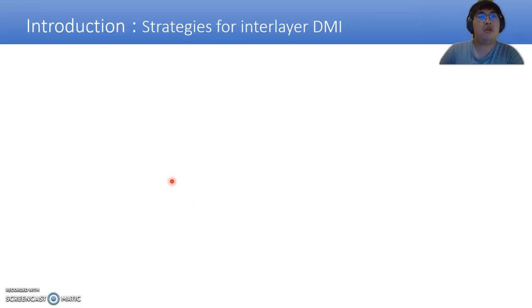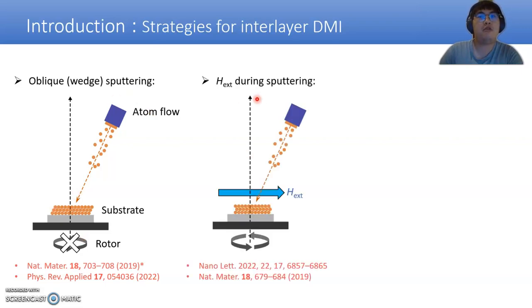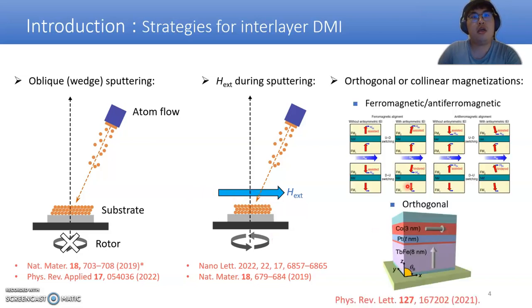So far, there are two strategies to generate the in-plane symmetry breaking. The first is the oblique sputtering technique, which induces a symmetry breaking along the atom flow direction. The second way is to apply an external field during the sputtering process. It is also important to choose the anisotropy of the two magnetic layers, and some use two PMA layers. Others, including this work, use one PMA and one IMA in the orthogonal configuration.